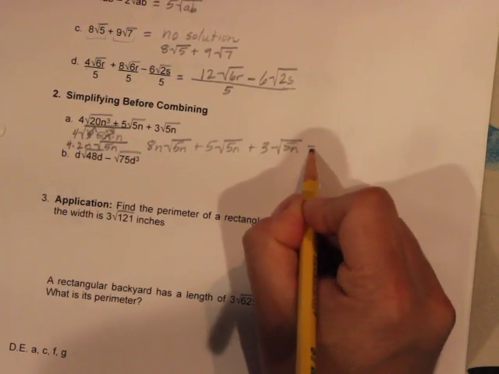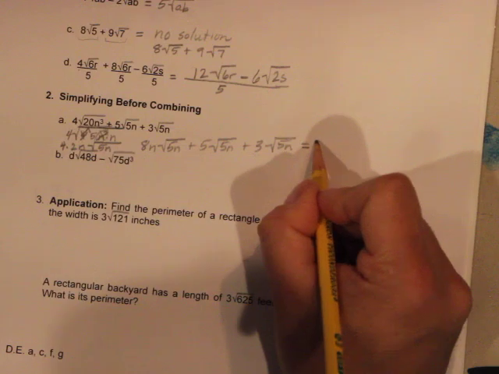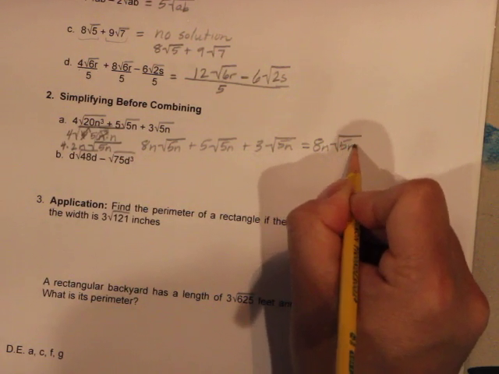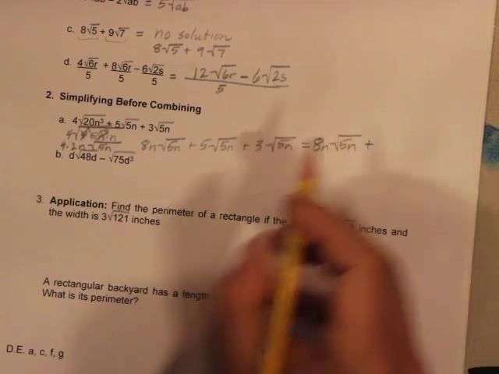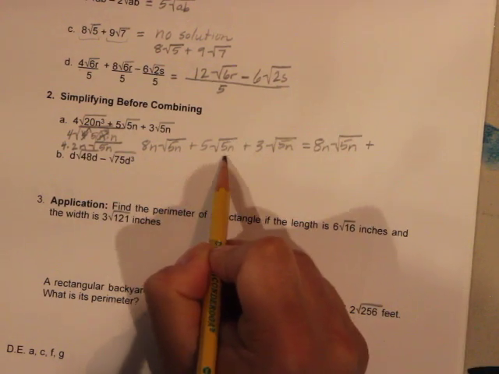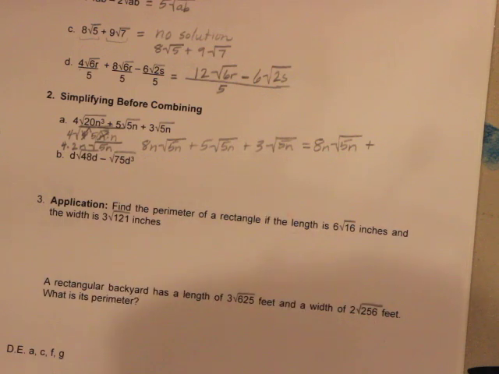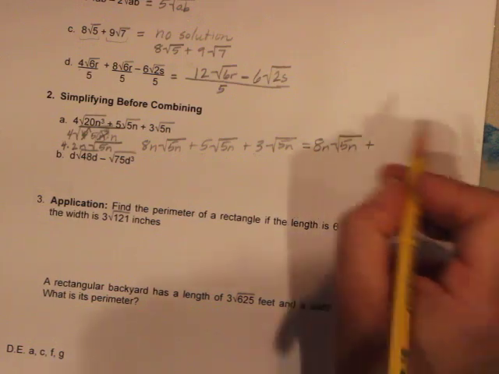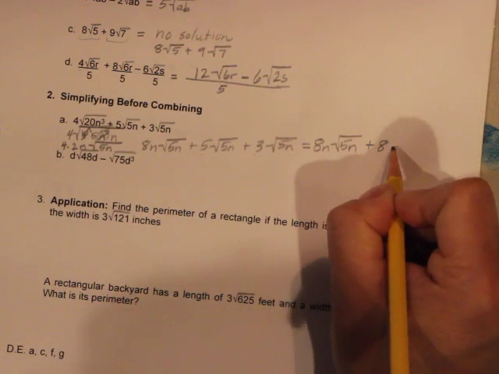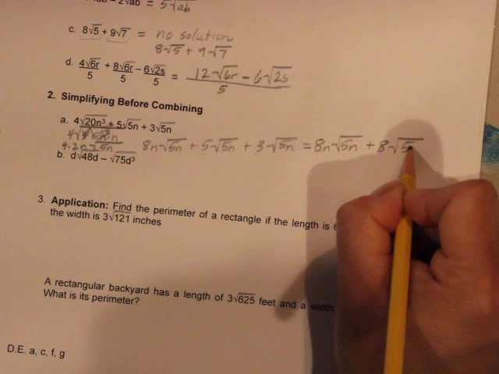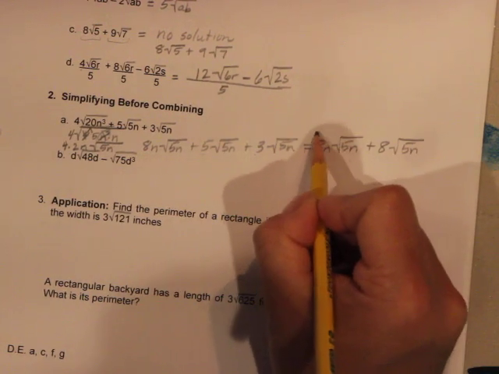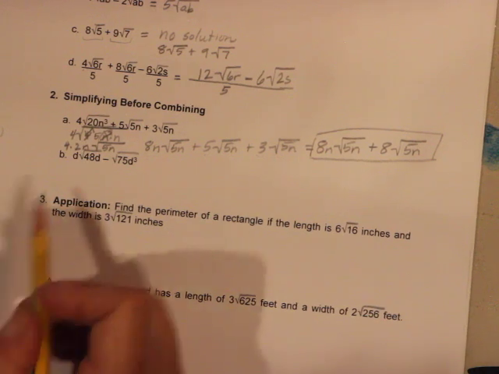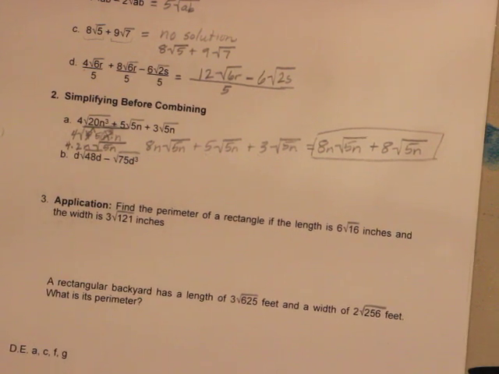So when I simplify this, it's going to look like this little package here, 8n square root 5n, plus I can combine these two, 5 square root 5n and 3 square root 5n. I can combine those coefficients because those coefficients are just by themselves and they're like terms. And so I get 8 square root of 5n, and that's the answer. That's as simple as I can make this expression in order to combine all of these.